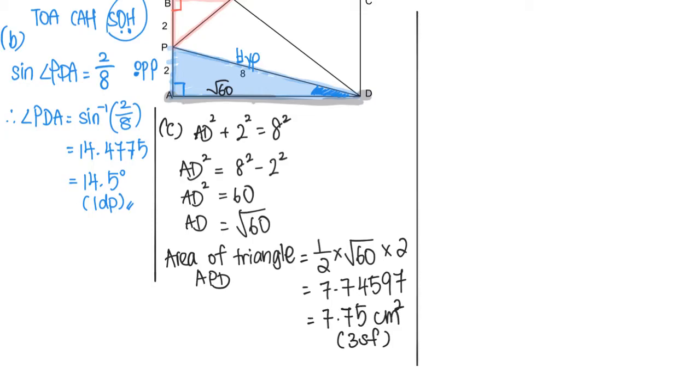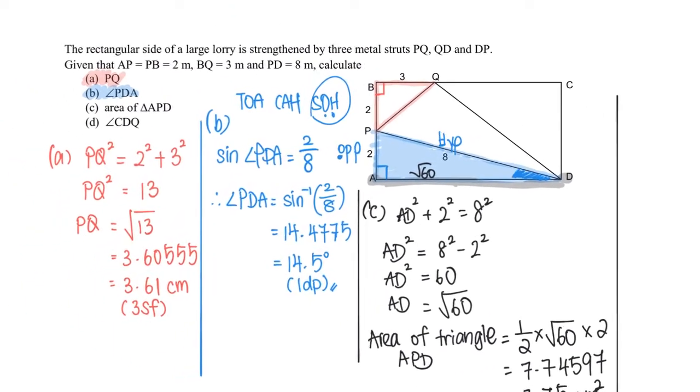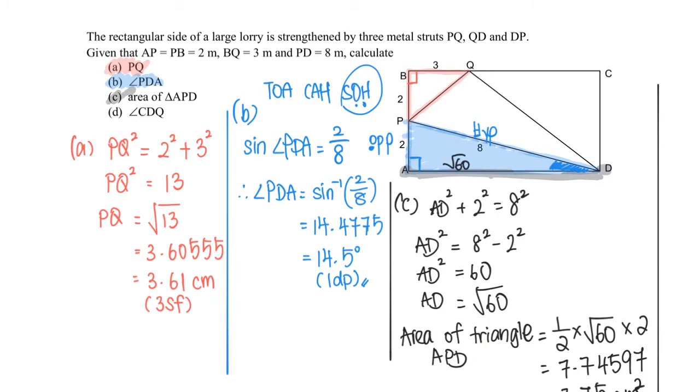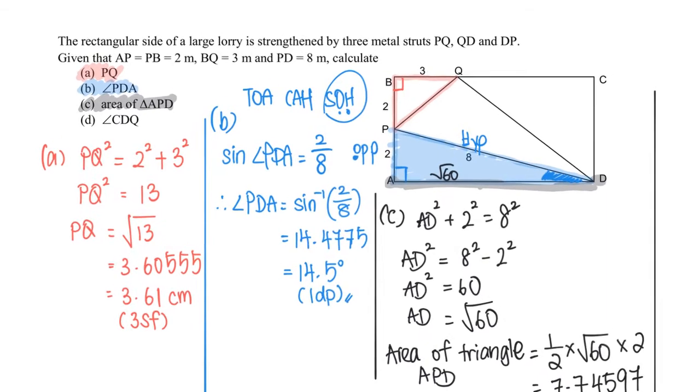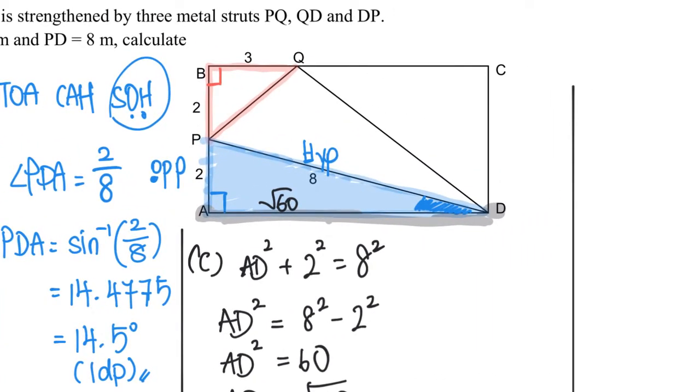And let's move on to part D. Let's see what they want for part D. This is done. Oh, part D. CDQ. So I'm going to focus on angle CDQ. I shall use a green color. CDQ, oh, this angle. And of course, CDQ, I'm going to focus on the green color triangle.